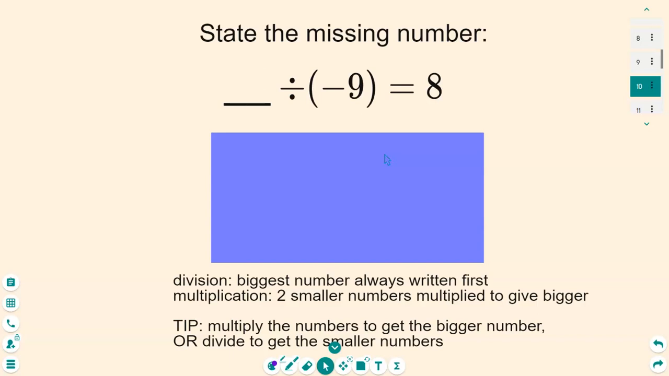State the missing number here. So these are slightly a little bit more tricky, but it's okay. What number, when divided by negative 9, gives me 8? Now, something to remember with this is that with division, the biggest number is always written first, right? You're going to have the biggest number, and these two are going to be your smaller numbers. Just looking with any sort of division facts.